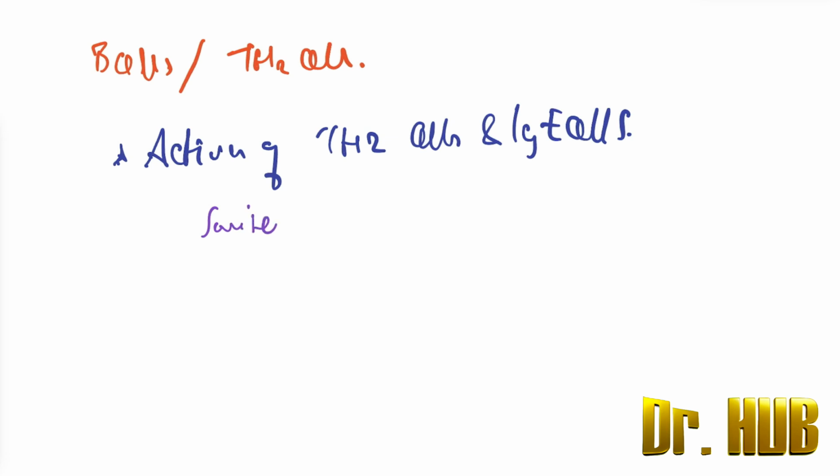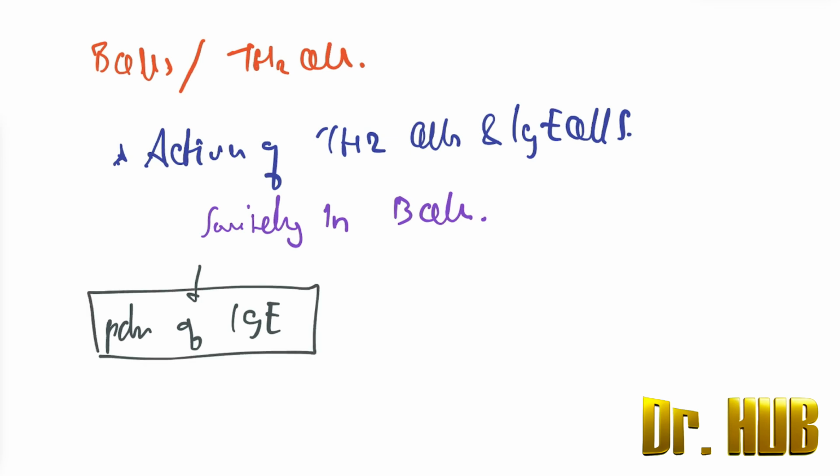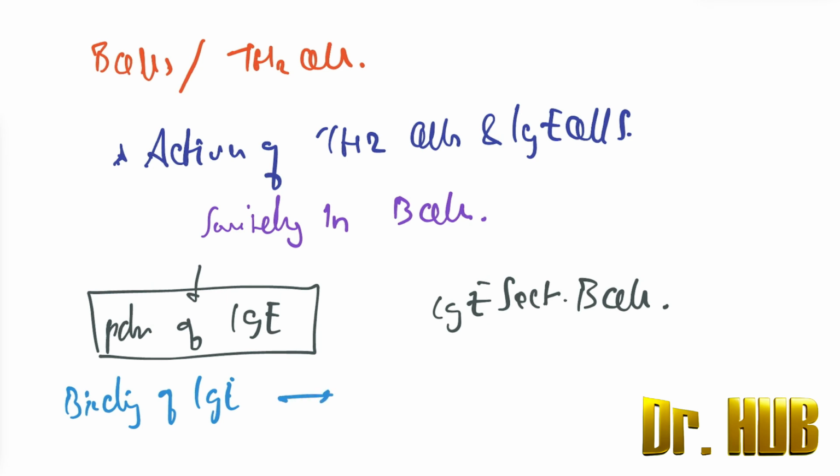So what happens next? Next is the production of the IgE. So there is IgE secreting B cells, and then comes the binding of IgE to the Fc epsilon ligand on mast cells.